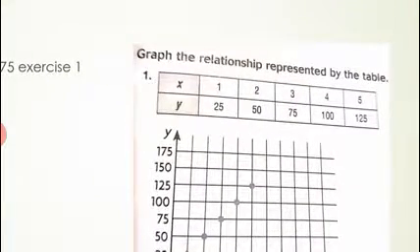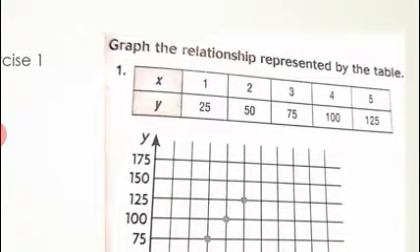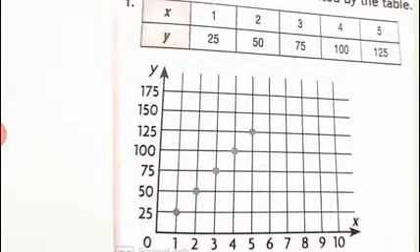Open your book, page 175, and see exercise number 1. We have this table. For x equal 1, we have that y is equal 25. So what we make, we bring the plane, we go to seek where is 1, we have 1 in the x place, and we have 25 in the y place. We connect the two lines and we put the point where the two lines meet. So we have put our first point.